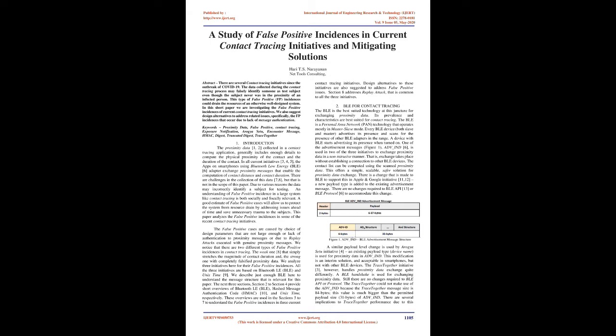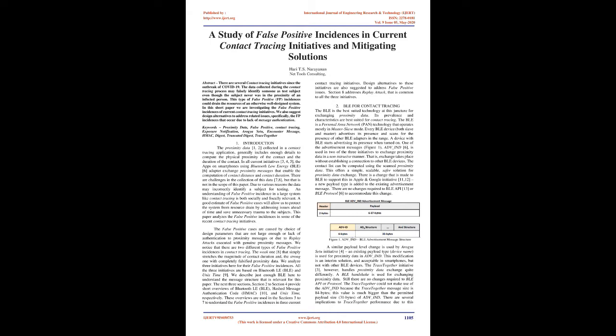2. BLE for contact tracing. The BLE is the best suited technology at this juncture for exchanging proximity data. Its prevalence and characteristics are best suited for contact tracing. The BLE is a personal area network, PAN, technology that operates mostly in master-slave mode. Every BLE device, both slave and master, advertises its presence and scans for the presence of other BLE adapters in the range. A device with BLE starts advertising its presence when turned on.